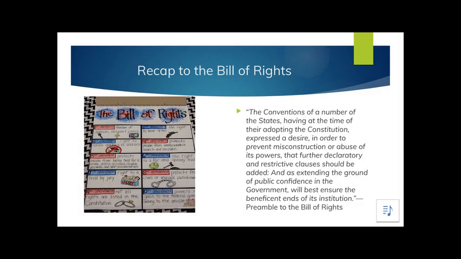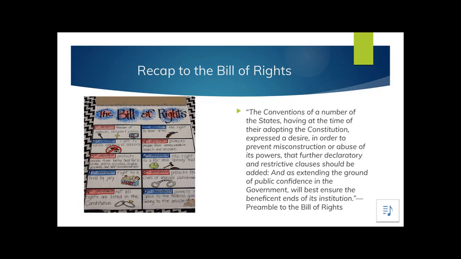And then to recap the Bill of Rights, another famous quote from the Bill of Rights: "The conventions of a number of the states having at the time of their adopting the Constitution expressed a desire, in order to prevent misconstruction or abuse of its powers, that further declaratory and restrictive clauses should be added, and as extending the ground of public confidence in the government will best ensure the beneficent ends of its institution." So essentially, it's adding further protection of its citizens so that there isn't any funny business.